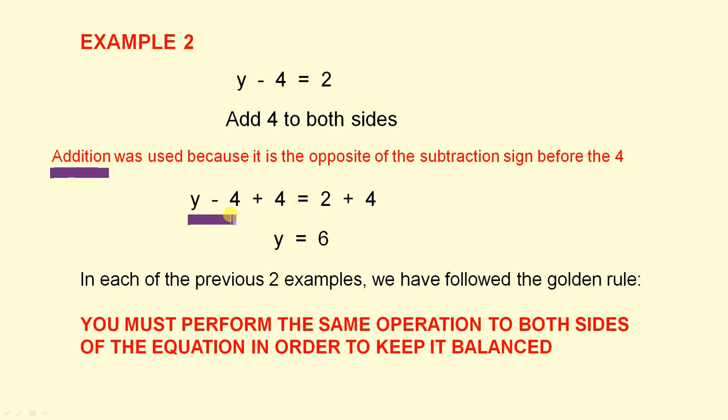That was the original part. There's the addition of the 4. Minus 4 and plus 4 cancel. That leaves you with y. 2 plus 4 is 6.